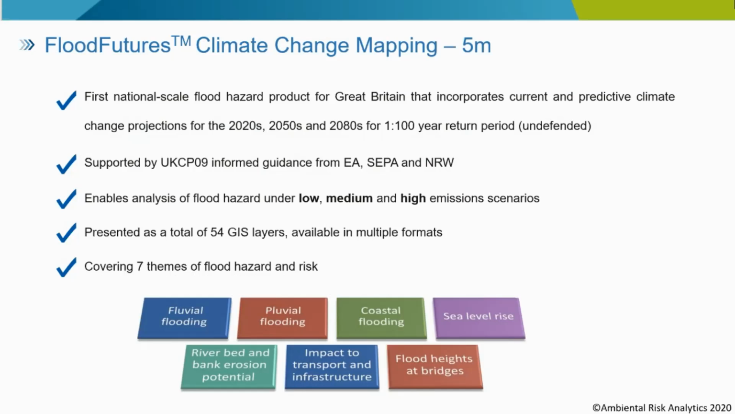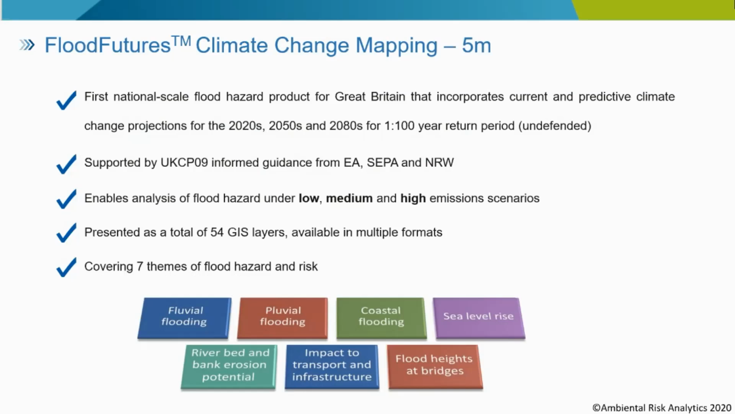We also look at the emission scenarios for each of those epochs at high, medium and low. As I said, it's UKCP09, which was introduced 3 or 4 years ago, and we've just been updating that to 18 as well, with guidance from EA, SEPA and NRW. As I said, it looks at low, medium and high emissions. It is quite a big data set, although it's only one return period.